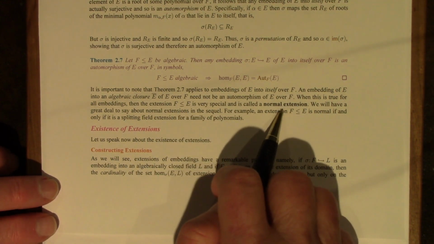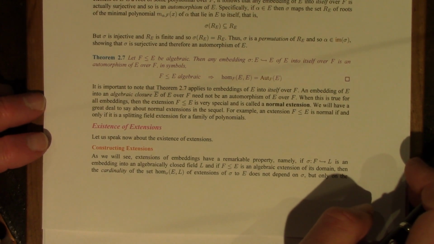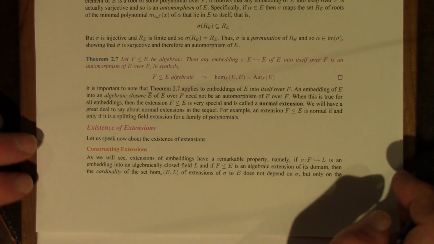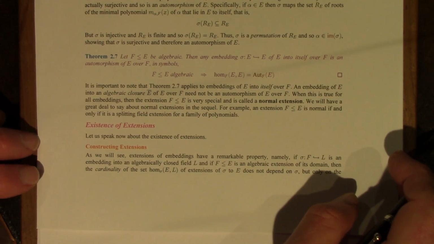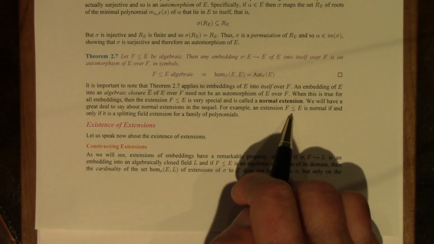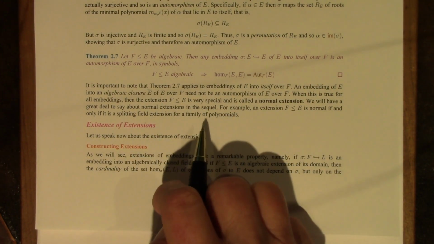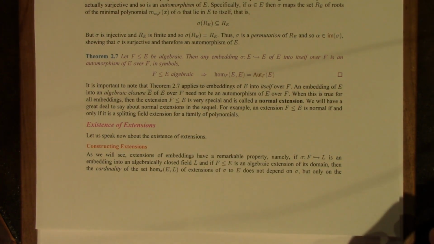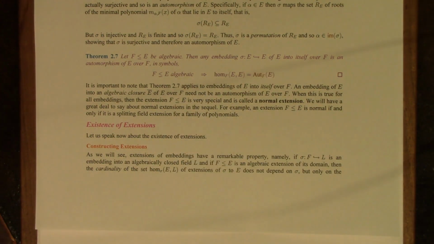And it is called a normal extension. We'll have a great deal to say about normal extensions later in this chapter and in the rest of the course. For example, we'll discover that an algebraic extension is normal if and only if it's the splitting field extension for a family of polynomials. So that's an interesting connection, because we're talking about embeddings here and we're talking about splitting fields of polynomials, and they're connected.